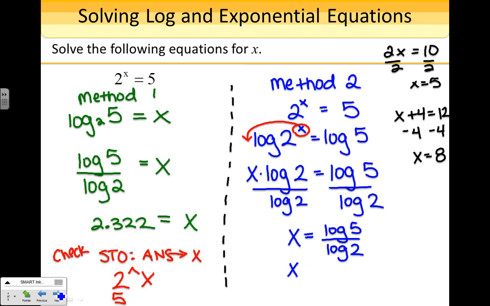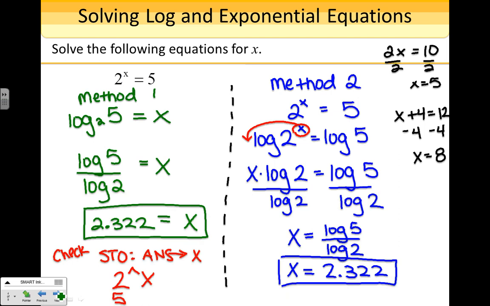And you get x equals 2.322, etc. And make sure you use the same method for checking your answer as we did over here. So those are the two different methods you could use to solve those. But remember, like I said, method 1 won't always be able to be used. Sometimes we would have to use method 2.